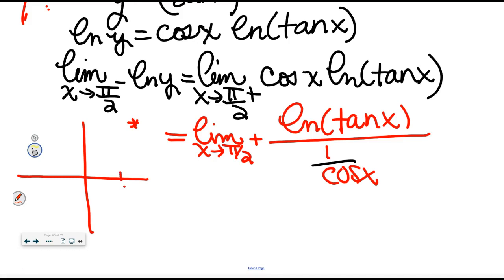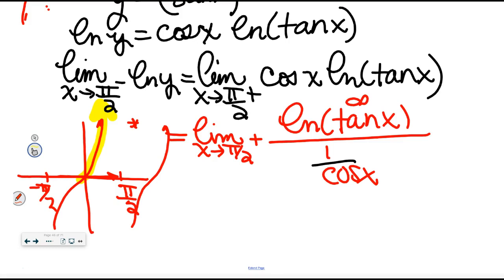As I approach pi over 2 from the right, the tangent function looks like, you should remember that from pre-calculus, one of those periodic ones that goes like this, and then it goes like that. But as you approach from the right, tangent goes to infinity, right? Natural log, as you approach infinity, goes to infinity, right? 1 over cosine pi over 2 is 1 over basically 0 that you're approaching, which goes to infinity. Not a deal breaker because it's not procedural, but that actually took a lot of thought, I thought.